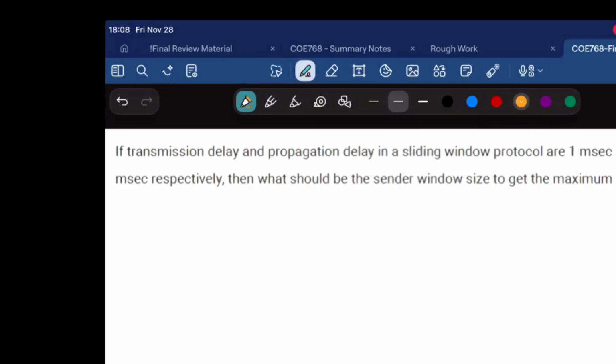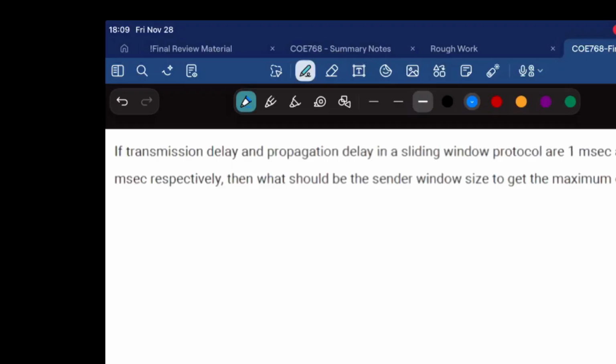So, starting off with our first actual question. The question is, if transmission delay and propagation delay in sliding window protocol are 1 millisecond and 49.5 milliseconds respectively, what should the sender's window size be to get maximum efficiency? In the first slide, we were given some formulas that we have access to and need for this specific question.